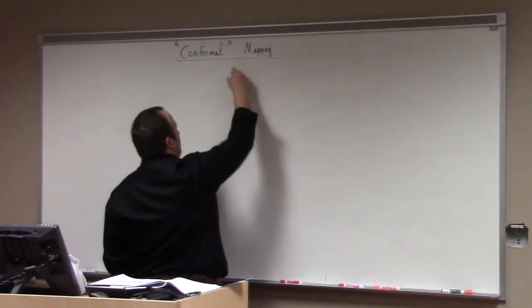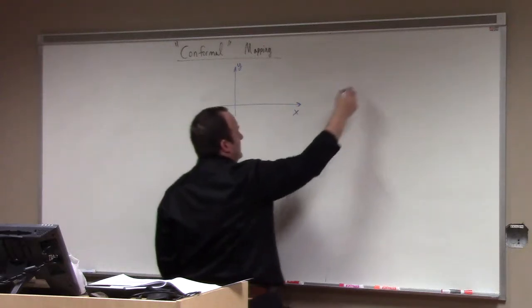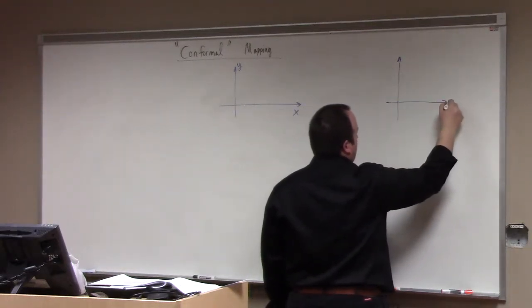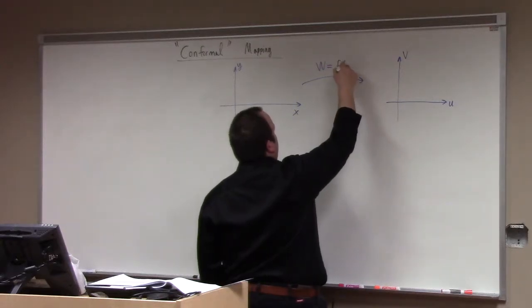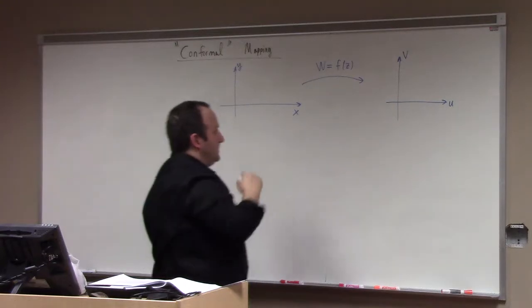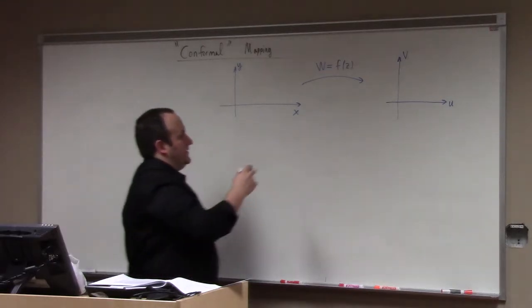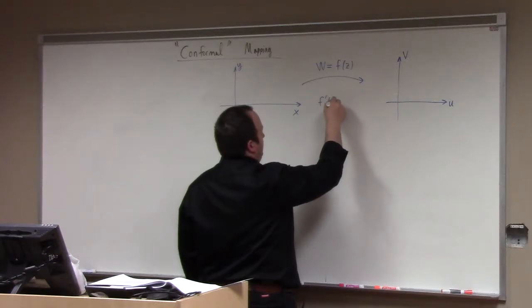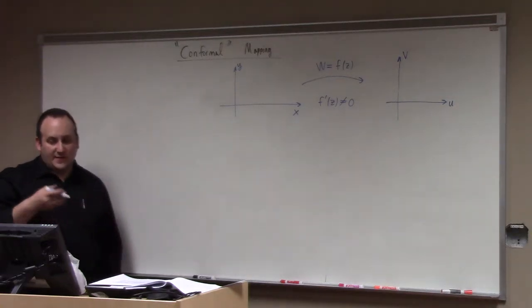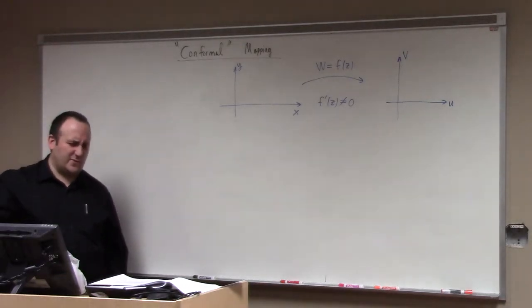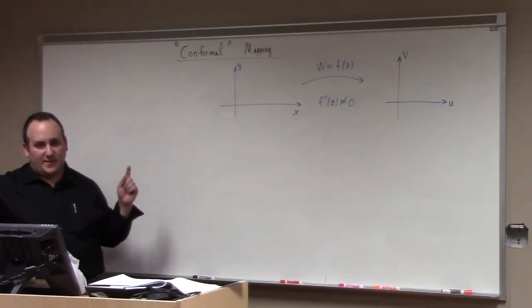In complex analysis, the thing that's kind of neat is if we have the XY plane, and then we map over to the UV plane, something like W equals F of Z, right? If F prime of Z is not equal to zero at all points in consideration, then it's conformal. This usage of conformal is more general than complex analysis. Conformal usually means you have some notion of angle, and that angle is preserved in the map.